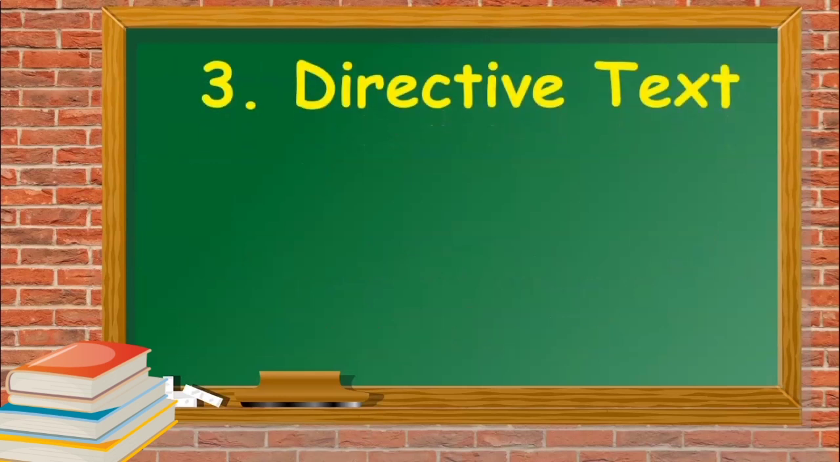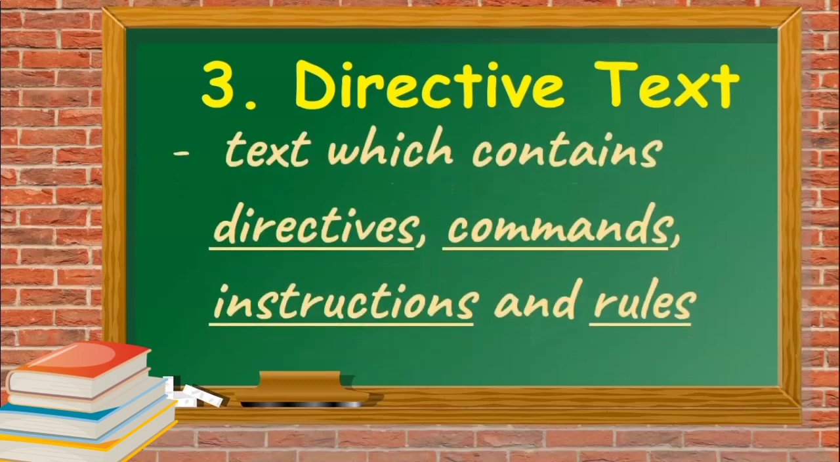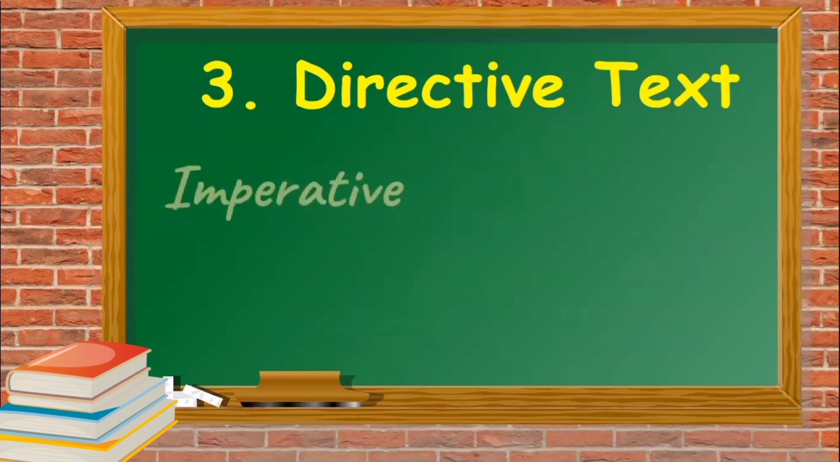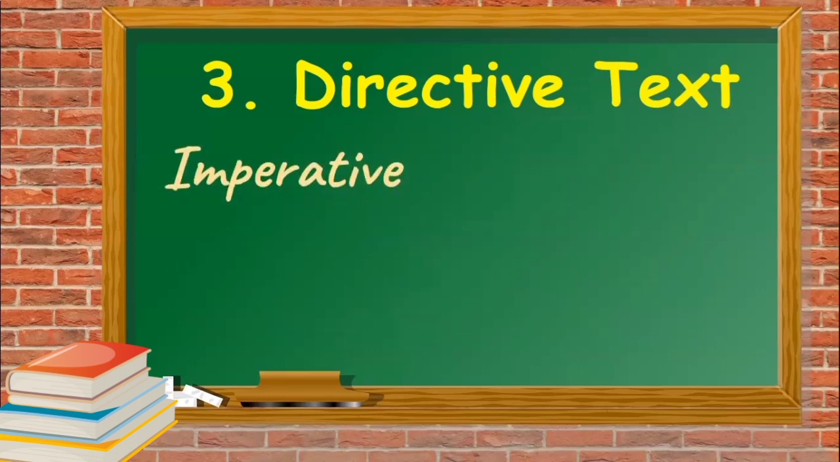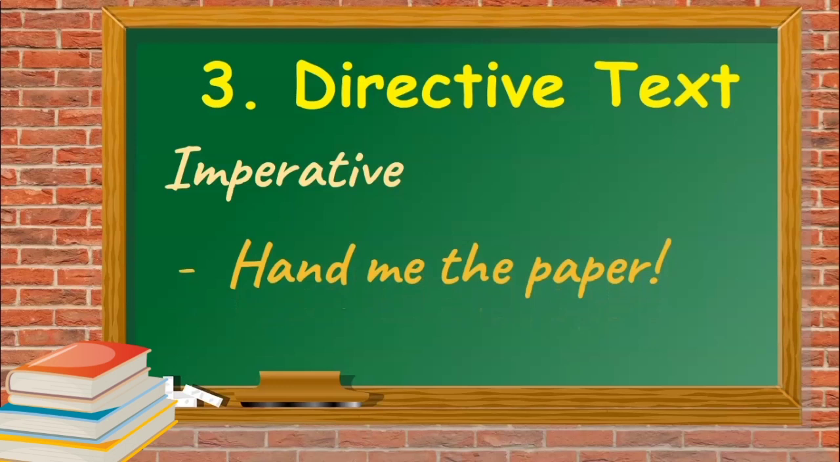The third text type is a directive text. These are texts which contain directives, commands, instructions, and even rules. This has 3 forms. The first is an imperative. A directive text can sound like this. Hand me the paper. That is an imperative.